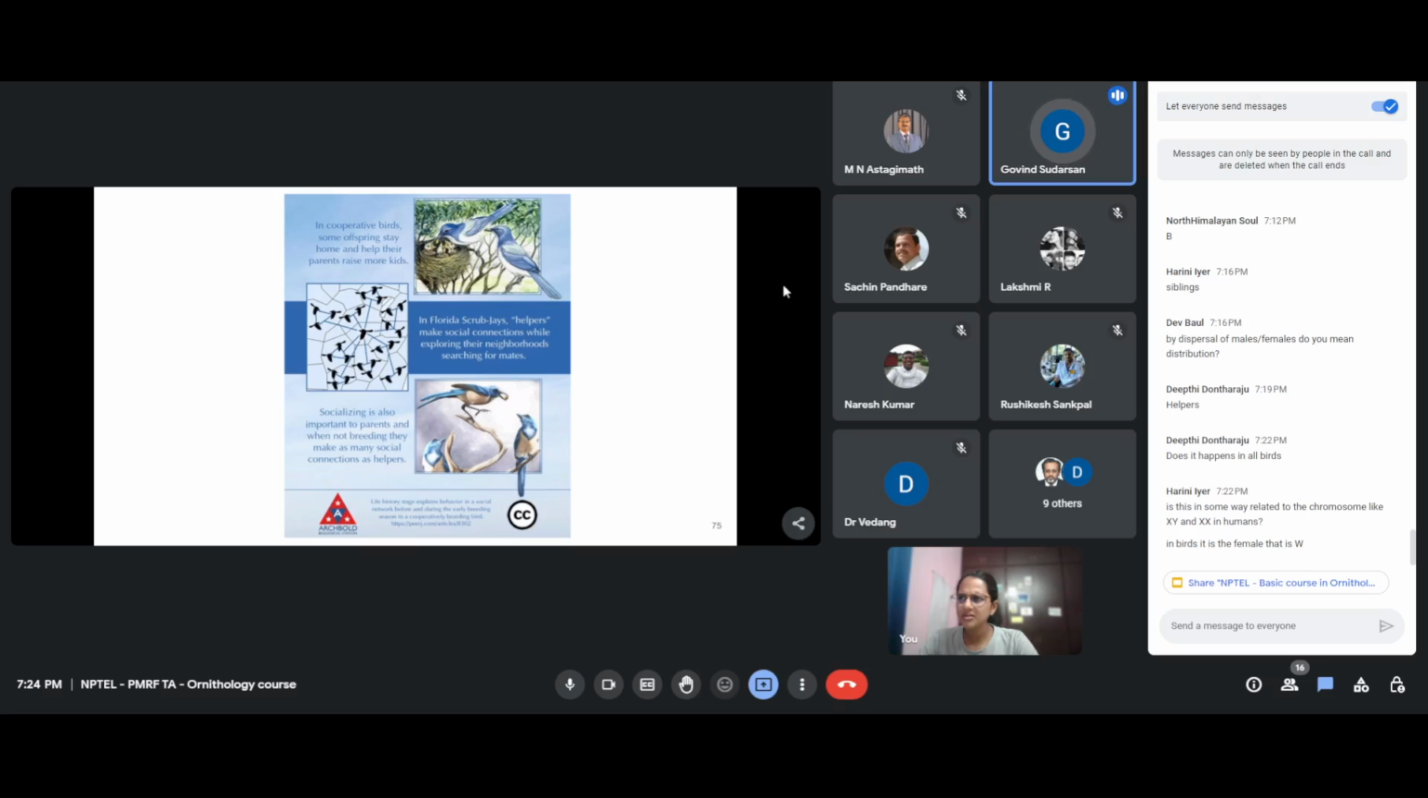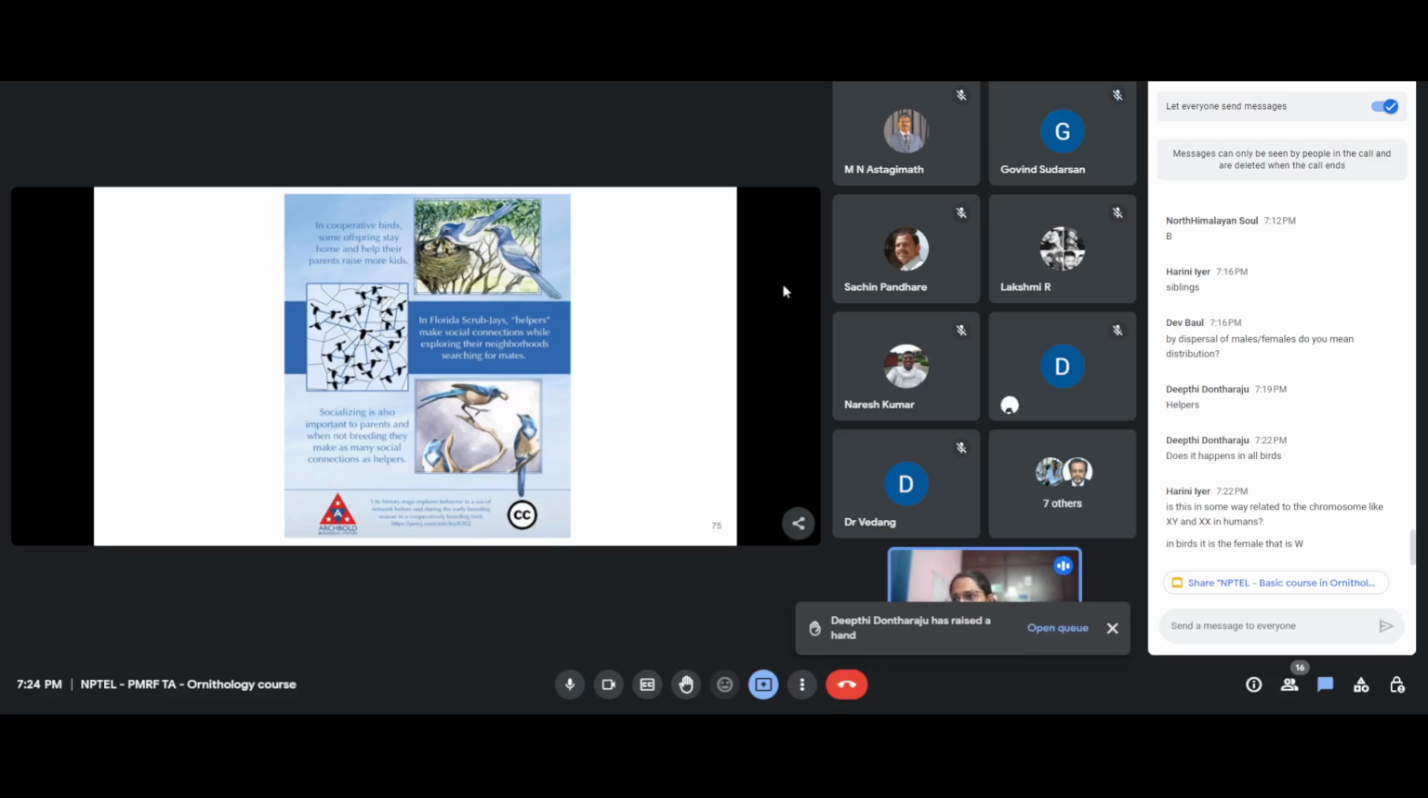Of their own nests, whereas the males are focused on winning resources, so they look for the greatest amount of resources in the territory. That's interesting. I'm not really sure about that, but maybe just hold all these thoughts. Yes, Deepthi, would you like to add something?